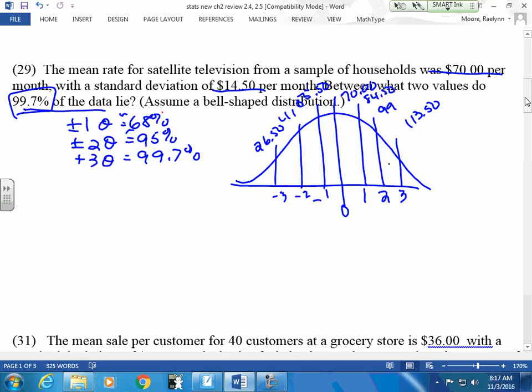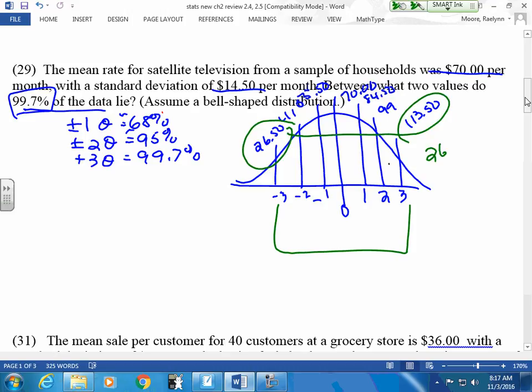So now you wanted between the plus or minus 3. That's 99.7% of my data. So what X values are there? From 26.50 to 113.50. These are the mean rates for satellite televisions, between 26.50 and 113.50.